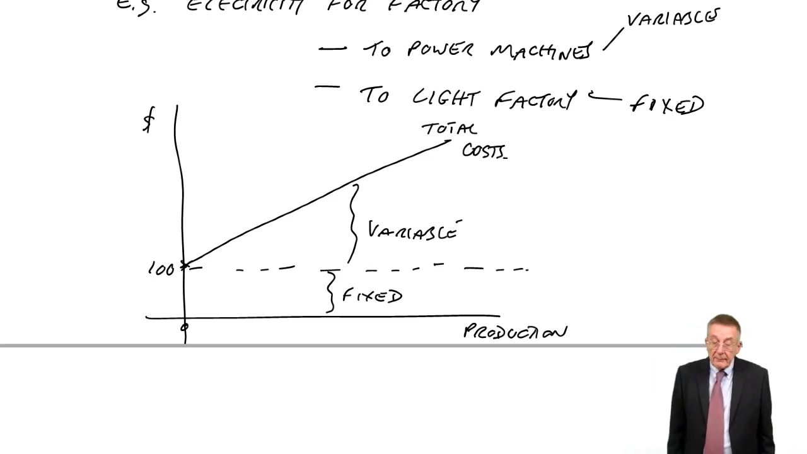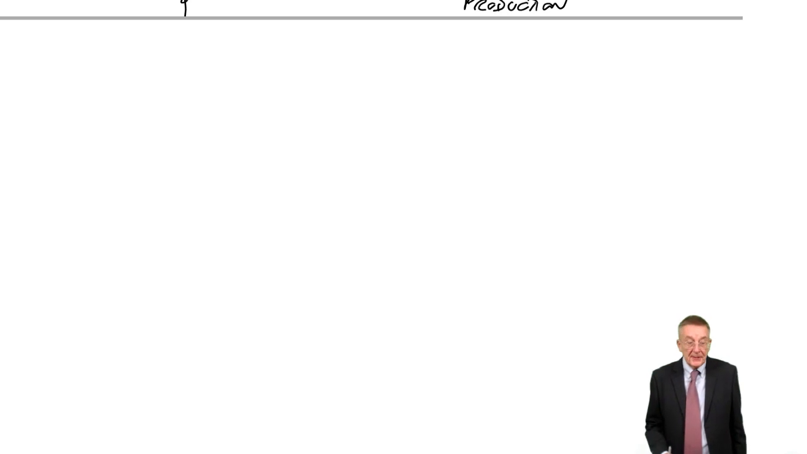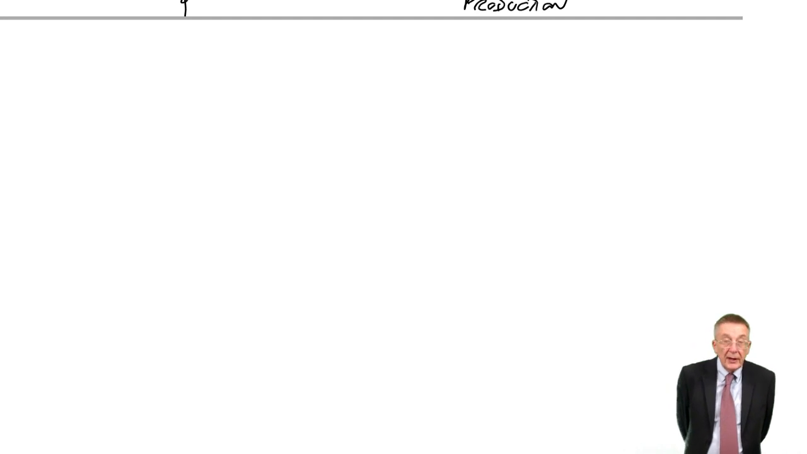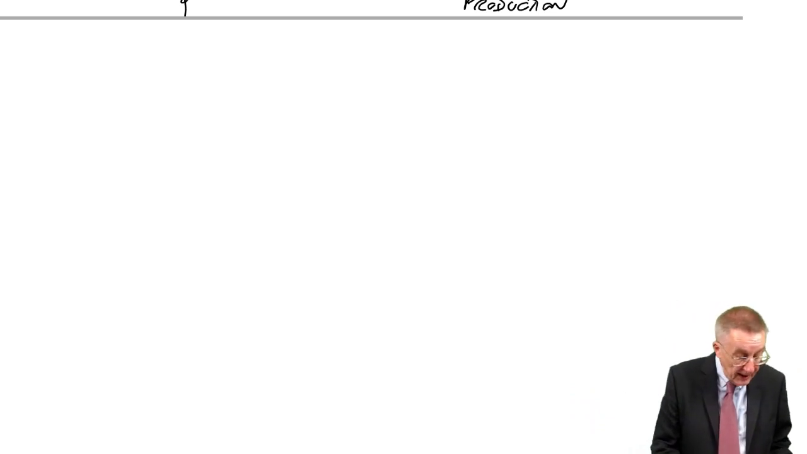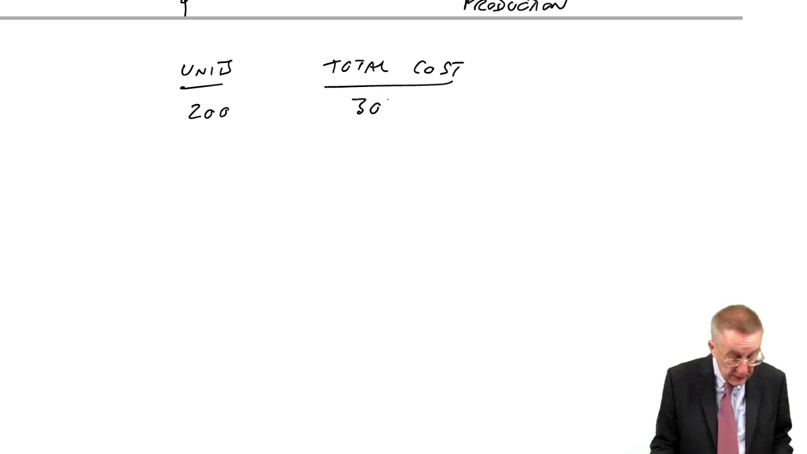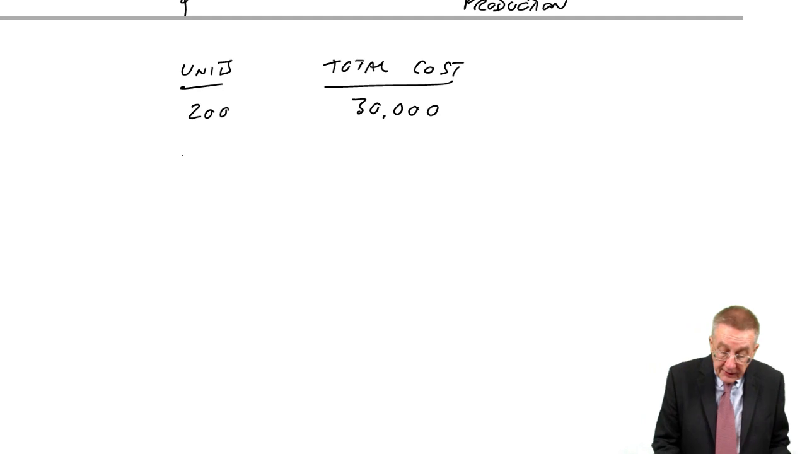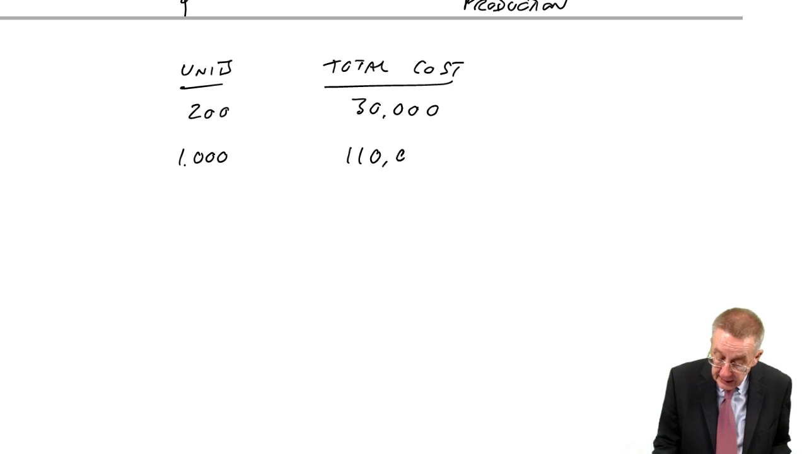Almost finally, a nice little simple exercise on semi-variable. Look at example 6 with me. So at last, a bit of numbers. The total costs of a business for differing levels of output are as follows. Maybe we've looked at 2 months. 1 month we produced 200 units, and the total cost was 30. They're in thousands, appreciate, so 30,000. Another month we produced 1,000 units, and as you'd expect, the total cost was higher at 110,000.